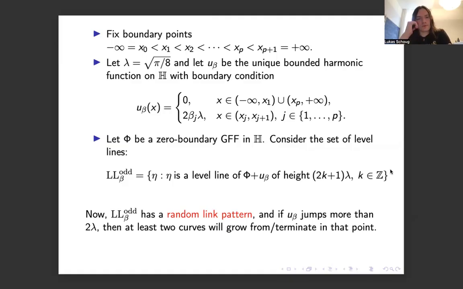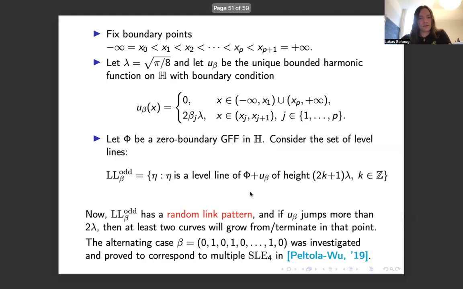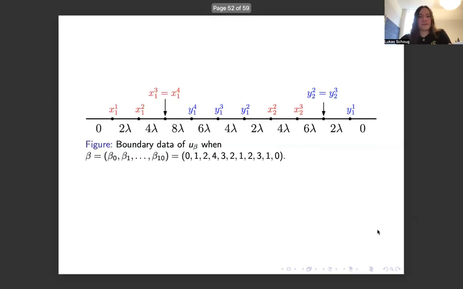But what we do know is that if u beta has a jump which is more than 2 lambda, then this allows for two curves to grow from that very point. And the alternating case where beta is just 0, 1, 0, 1, 0, 1, and so on, was investigated by Peltola and Wu and proved to correspond to a multiple SLE4 in the nicer setting. I feel that I'm very much running out of time, but I just have 2 more slides that I want to cover.